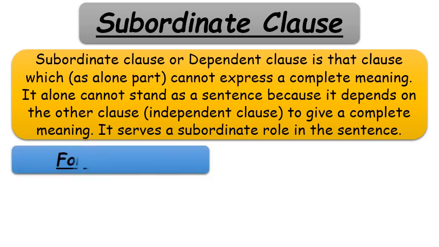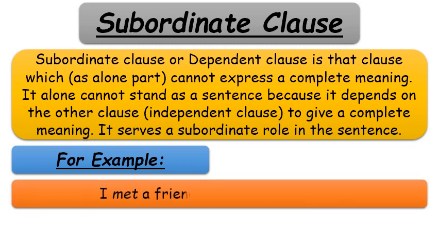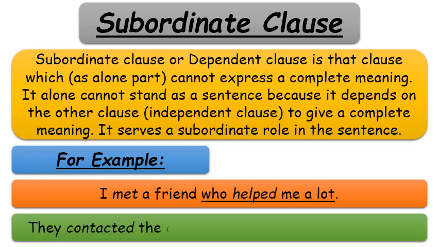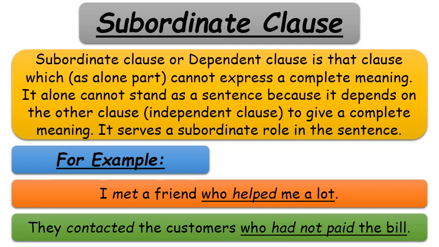To clarify it, let's see some examples. I met a friend who helped me a lot. Number 2, they contacted the customers who had not paid the bill. In these sentences, who helped me a lot and who had not paid the bill are subordinate clauses, which require the help of the main clause to complete their meaning.